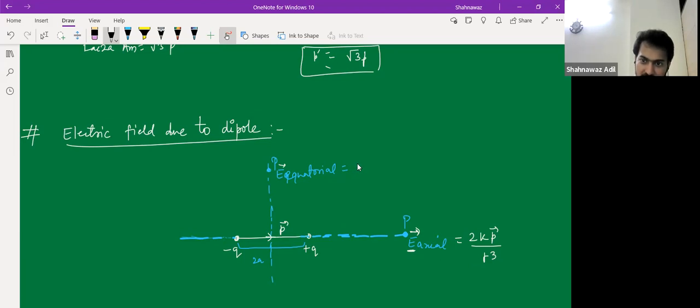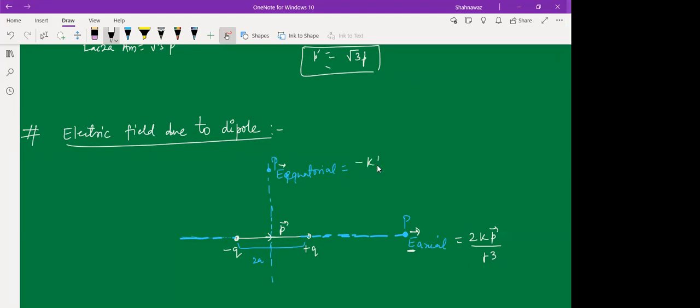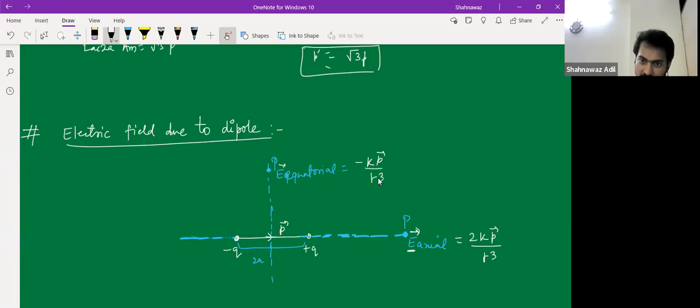Do you guys remember? Minus k p by r cube, absolutely correct. So this also varies as 1 over r cube. One thing we need to remember is that the electric field due to the dipole varies as 1 over r cube. And for the equatorial point, this is against the direction of the dipole. So E equatorial is against, E axial is in the same direction. Understood, guys?